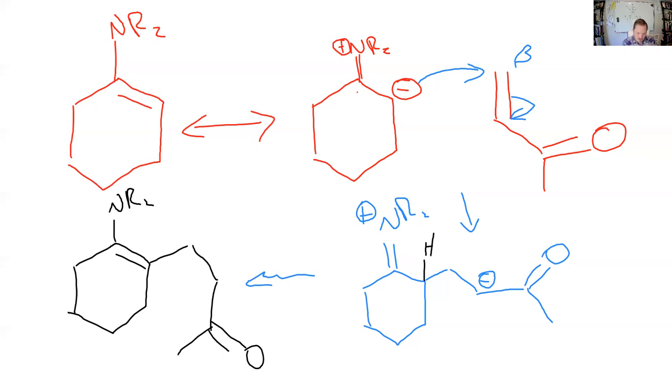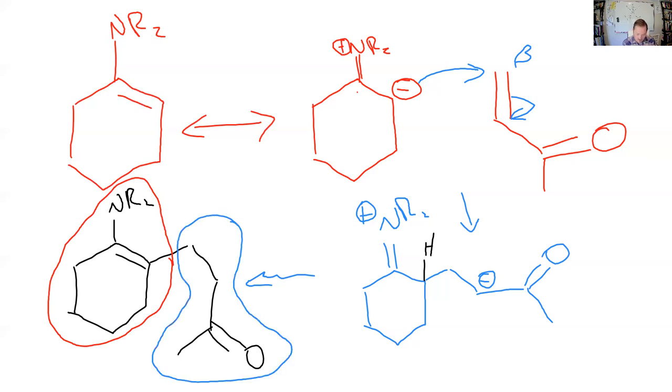And so then if I wanted to go back and double check, here's my original molecule. Here's my Michael acceptor. And my pieces have the same number of carbons. I've got 4 carbons and an oxygen on my Michael acceptor. So I've got to have 4 carbons and an oxygen on that part of the product.